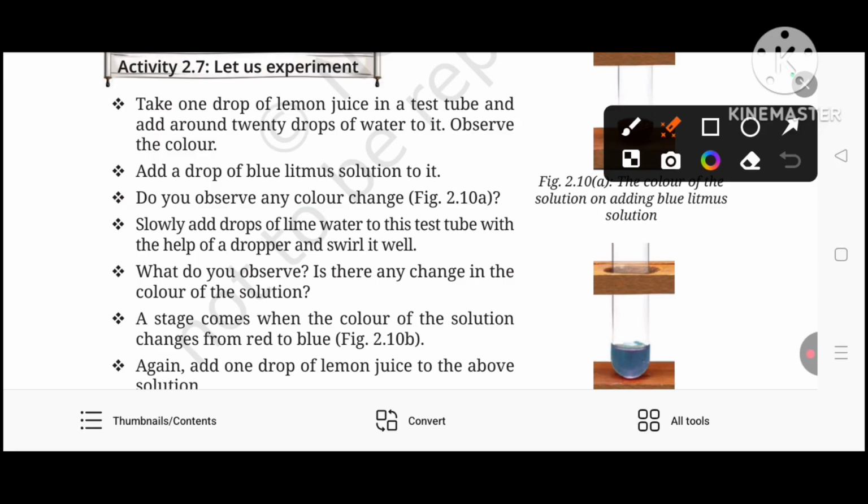So it is a neutralization reaction which will occur there. What do you observe? Is there any change in the color of the solution? Yes, the initial red color will change after adding lime water. A stage comes when the color of the solution changes from red to blue. Due to the addition of lime water, which is basic in nature, the red solution gets converted into a blue solution.